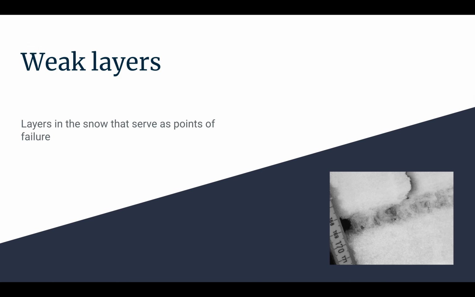So I'm going to talk about weak layers, and you may be wondering why I said there were 9 avalanche problems, but I only went through 3, and that's because the other 6 avalanche problems all involve this thing called a weak layer, and a weak layer for these 6 avalanches is crucial for the avalanches to happen. So weak layers, essentially, in a one-sentence summary, are layers in the snow that serve as points of failure.